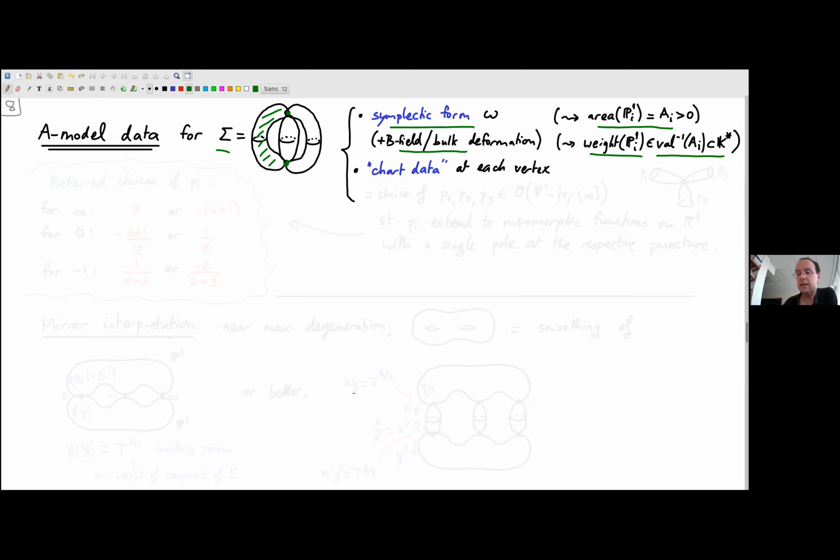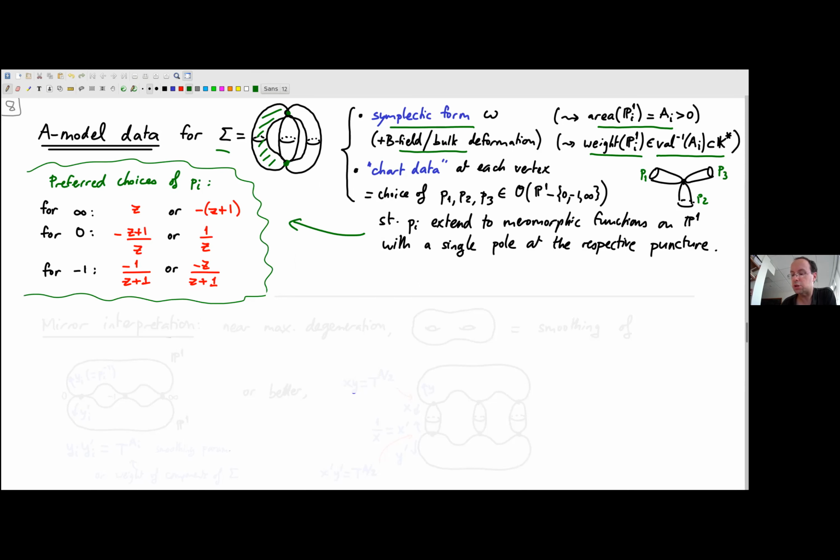Well, in keeping with what a slide about the ring of functions of a pair of pants, it's the choice of three functions. For each vertex, I think of some abstract pair of pants, a P1 minus 3 points, and I choose three functions which extend to meromorphic functions with a single pole at the respective puncture. So my punctures are infinity, 0 and minus 1.